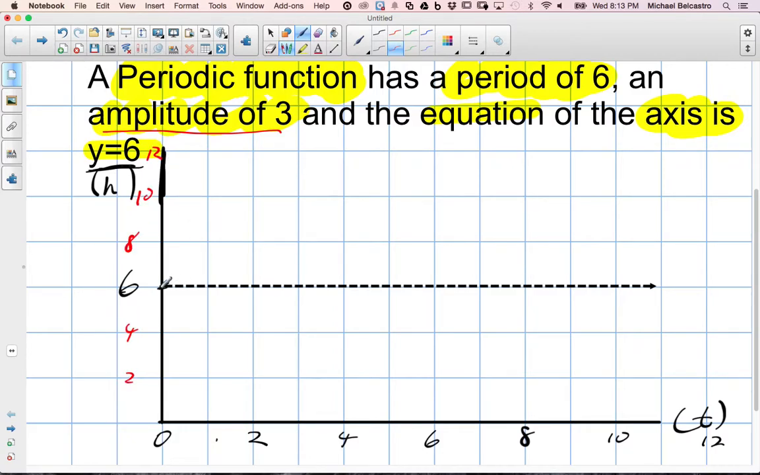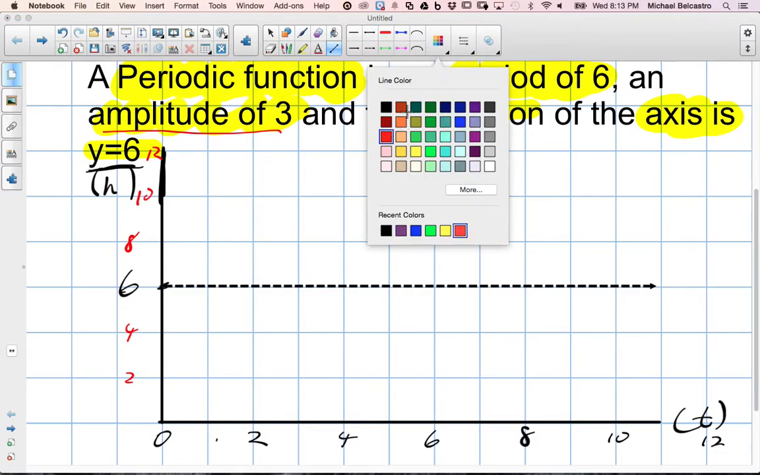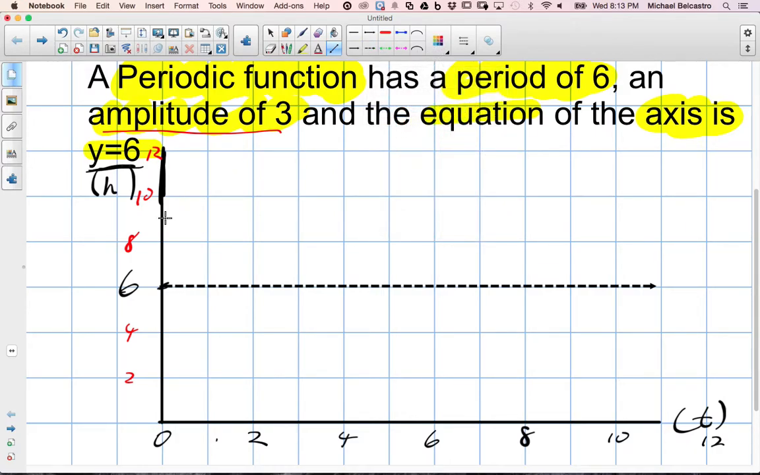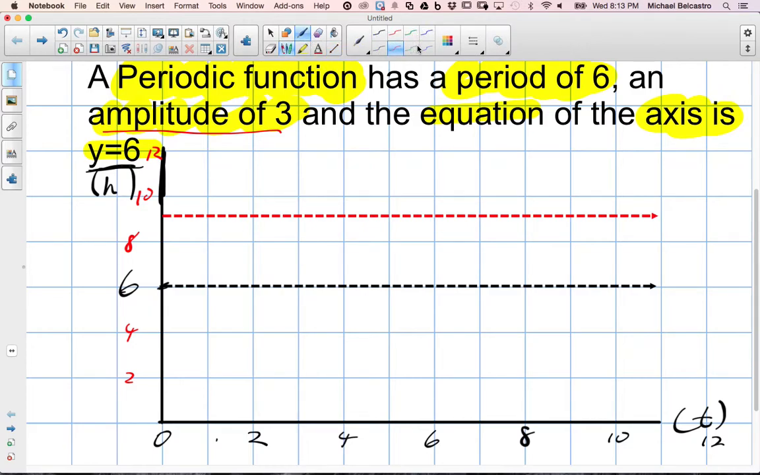Okay, so if we were to go up 3, that means our peak, I'll draw it with another line, we'll say it'll be a red line here. Our peak is at 9, and the reason I know it's at 9 is because the amplitude is 3, so we're going to add 3 to our equation of the axis.